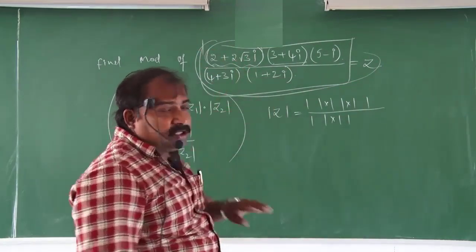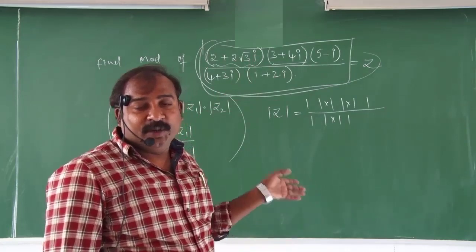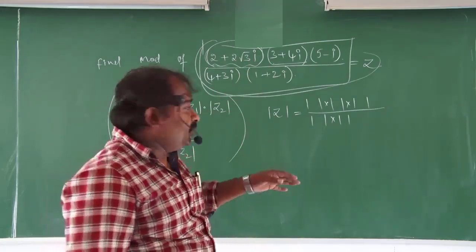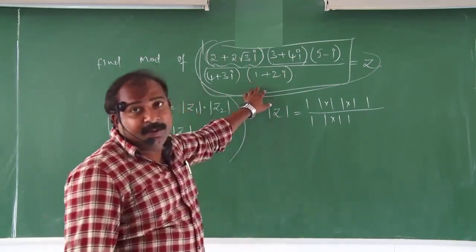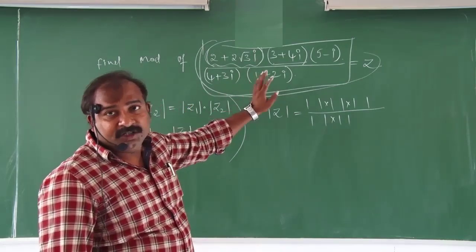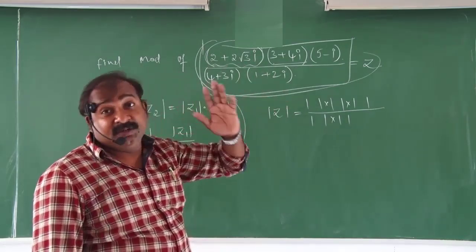They will multiply the numerators. After that, you will get one complex number. Then, with the complex number you got in the denominator, they will multiply its conjugate.